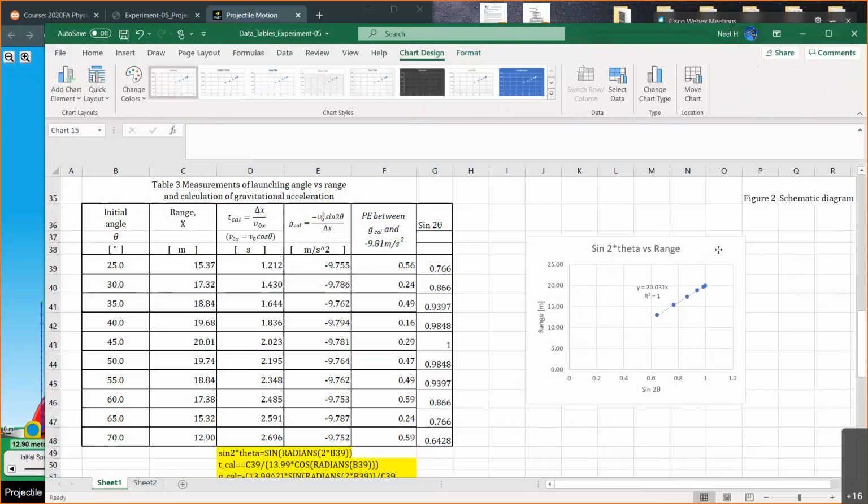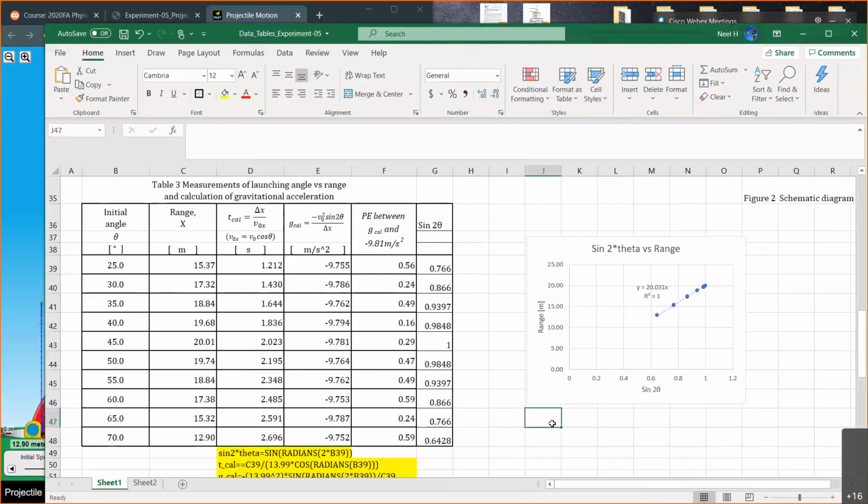And also you have to name this. This should be now figure five, right? Figure five, this is graph of sine 2 theta versus range. Okay, question.